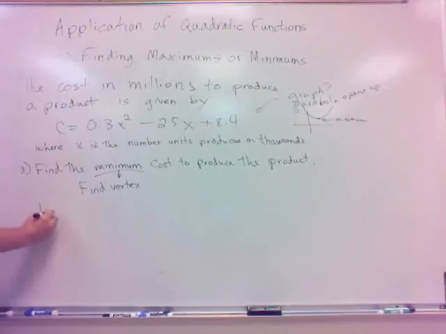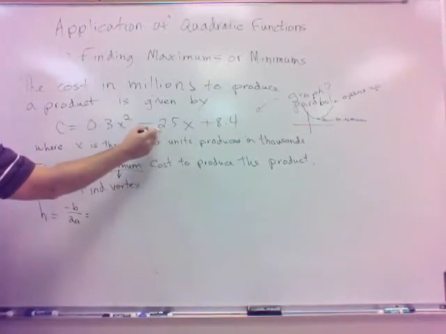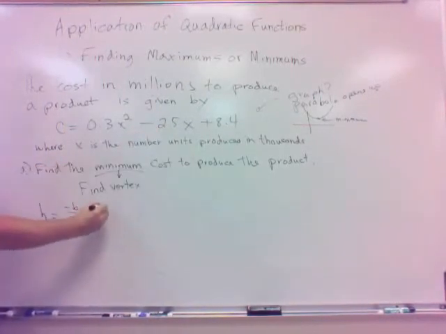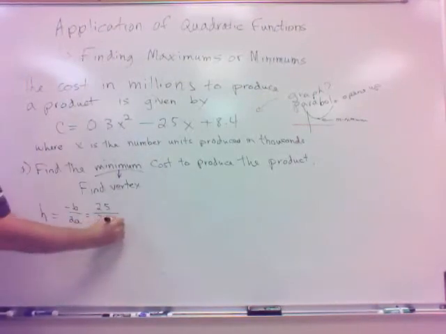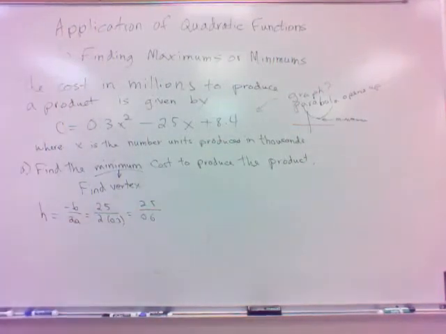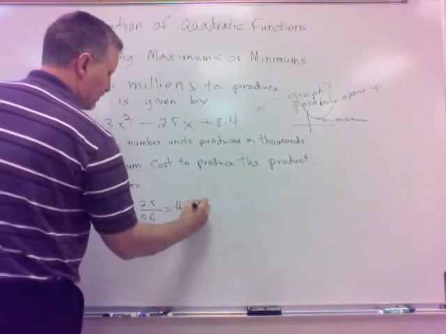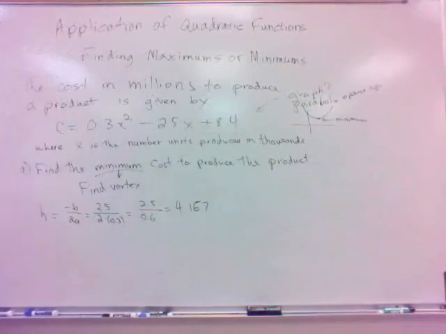All right, so using my vertex formula, h equals minus b over 2a. What's b? Well, b here is negative 2.5, so minus b would be positive 2.5. The a is 0.3, so it would be 2 times 0.3. So I'm getting 2.5 divided by 0.6, which is what? 4.1666? Let's say 4.167, since this is in thousands. But anyway, 4.167, something like that.